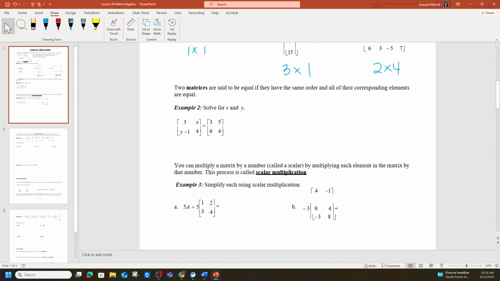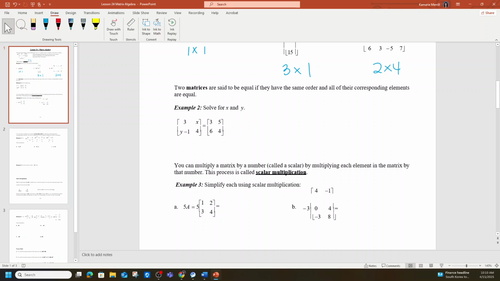2 matrices are said to be equal if they have the exact same order with exact same corresponding elements. There's a row 1, column 1. So that one's a row 1, column 1. There's a row 2, column 2. They wouldn't be considered equal if one had an extra element. They have to be the same size.